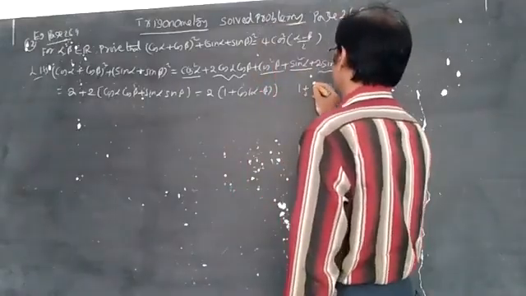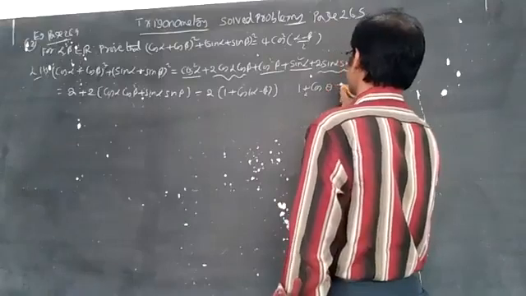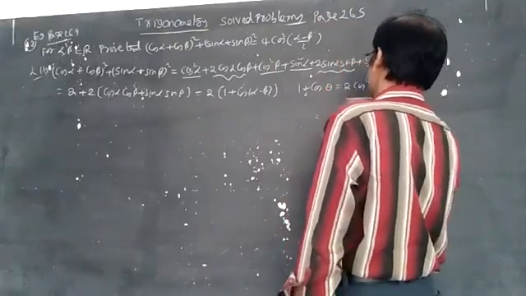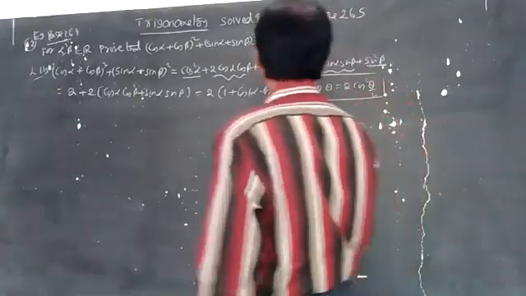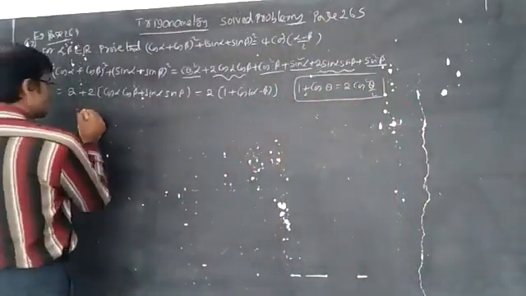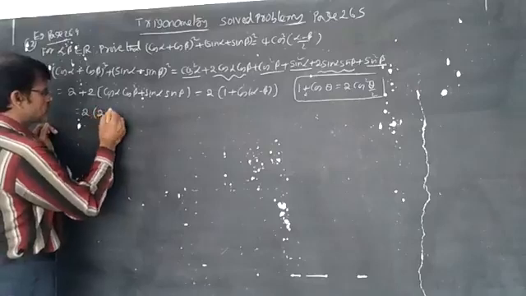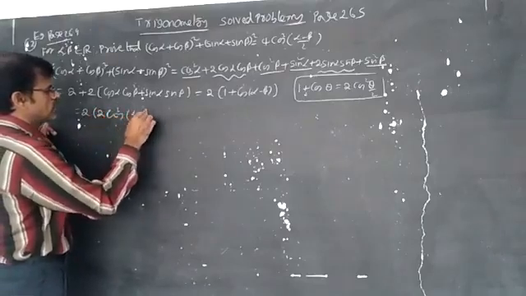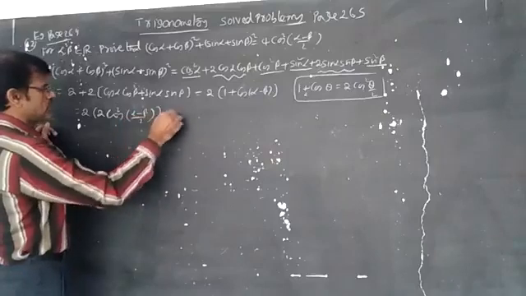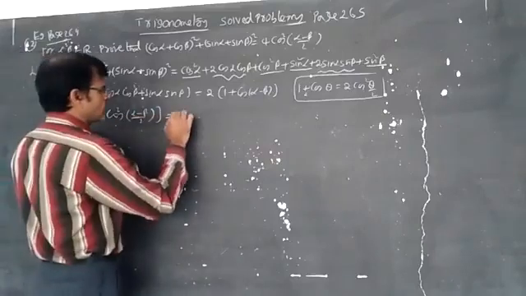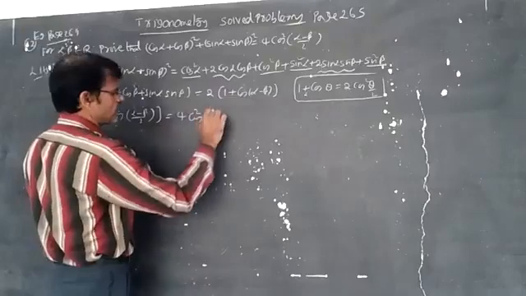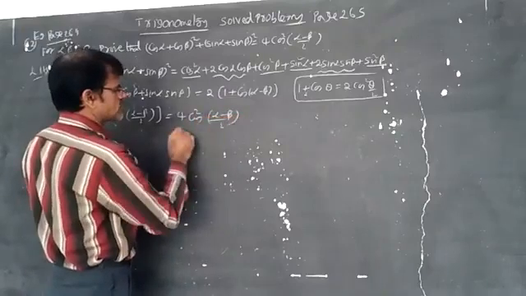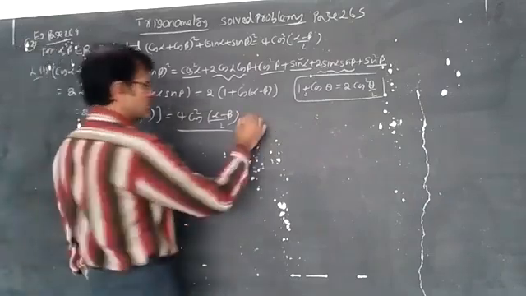Now I am writing the submultiple angle formula: 1 + cos theta is 2 cos²(theta/2). That is equal to 2 into the submultiple angle formula, where theta means alpha − beta. So we resolve it to 4 cos²((alpha − beta)/2). This is our answer.